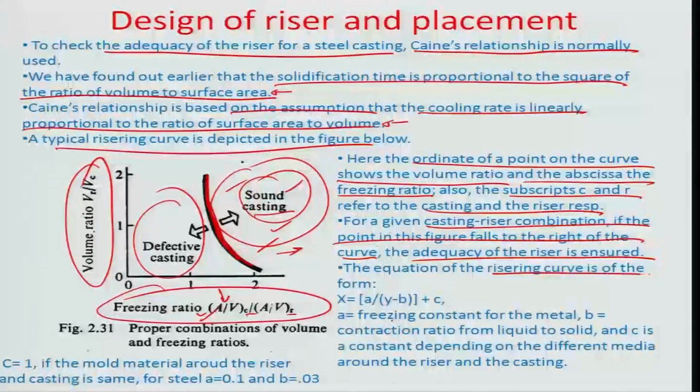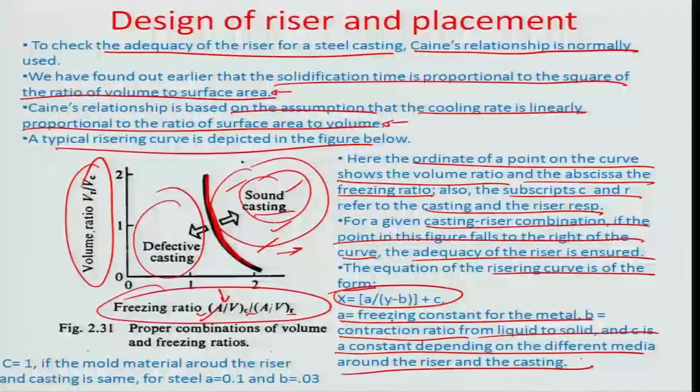And the equation of the risering curve is of the form x equal to a by (y minus b) plus c, where a is the freezing constant for the metal, b is equal to the contraction ratio from liquid to solid, and c is a constant depending on the different media around the riser and the casting.